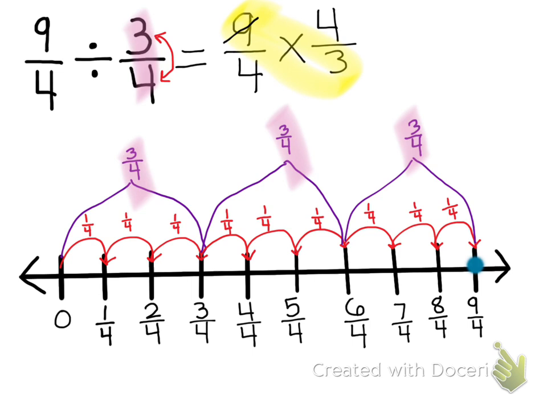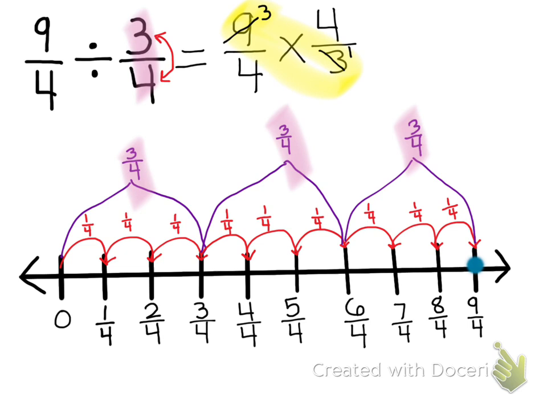I'm going to reduce my work. So you look at the numbers that are diagonal. Here I'm looking at 9 and 3. Well, the greatest common factor of 9 and 3 is 3. That means I can divide them both by 3. So 9 divided by 3 is 3. 3 divided by 3 is 1.